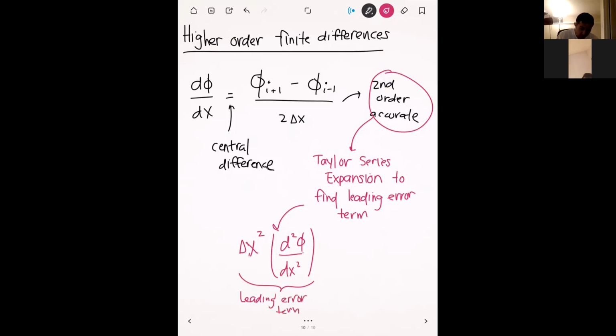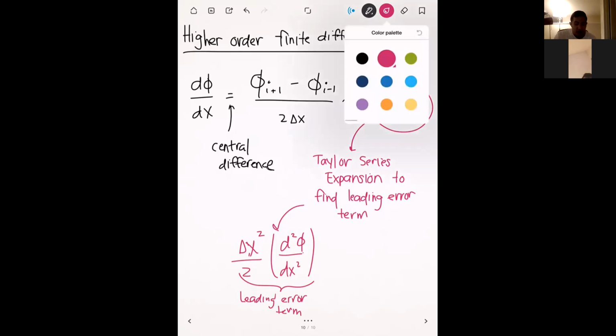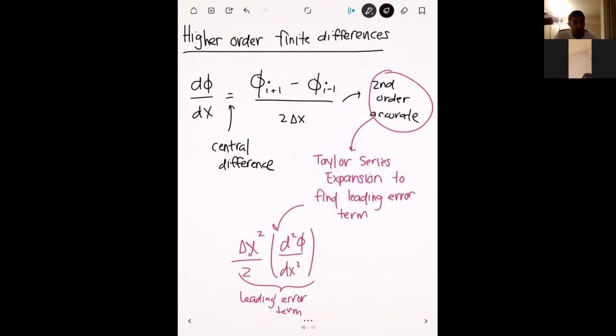There might have been a divided by 2 or something like this, but it doesn't matter. Our leading error term is delta x squared times the second derivative of phi. So what other thing have we seen in this class that's also a second order derivative of phi? The other thing we've seen in this class that's also d squared phi dx squared is our diffusion term.